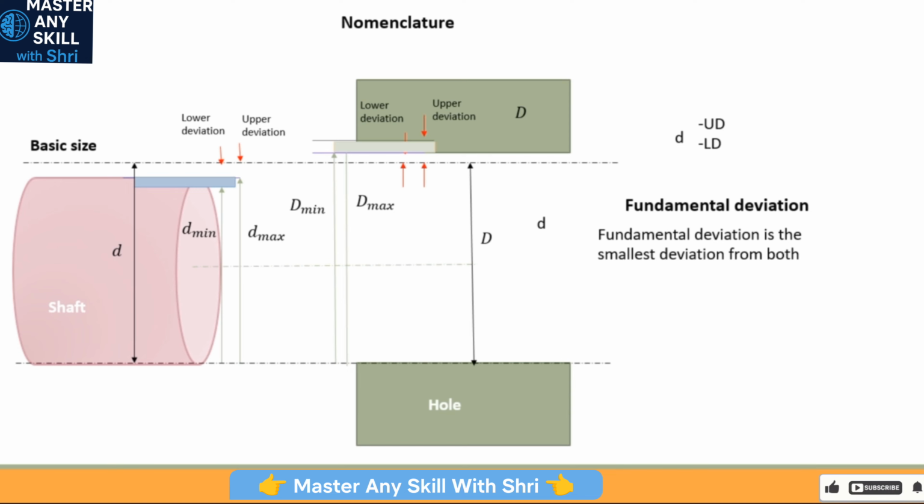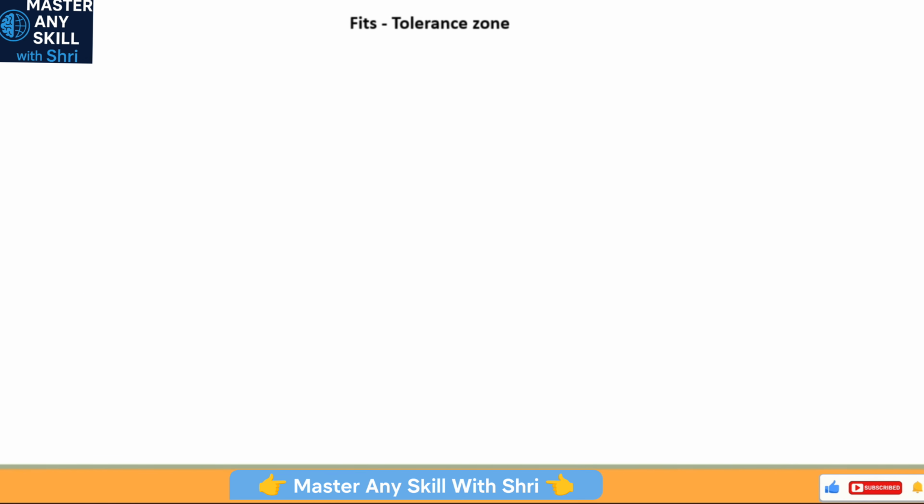This parameter, fundamental deviation, is very important in the system of fits because it allows us to find out where the tolerance zone is located with respect to the basic size. So if we know the basic size, the fundamental deviation, and the tolerance zone size, then we can define the tolerance specifications for that fit. That's the whole idea. Upper deviation for the shaft is the fundamental deviation, and lower deviation for the hole is the fundamental deviation. It is very important to understand the tolerance zones for various types of fits.